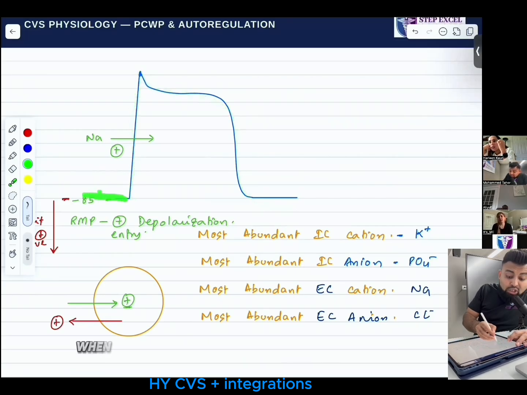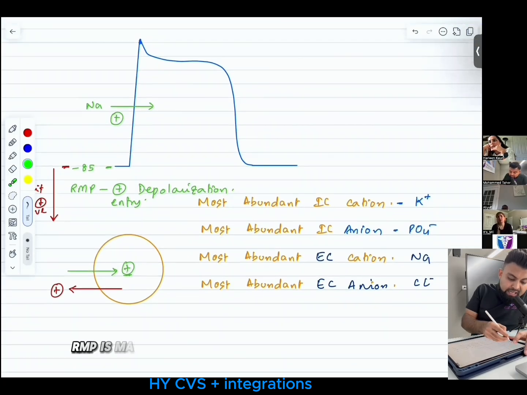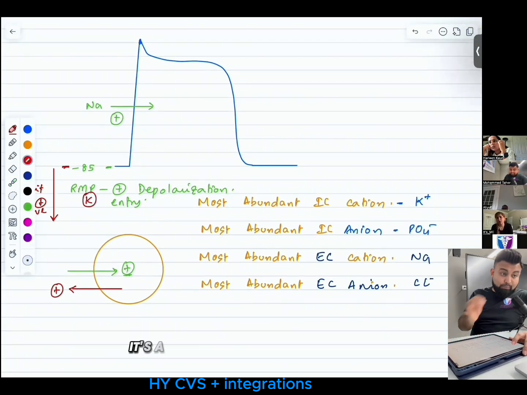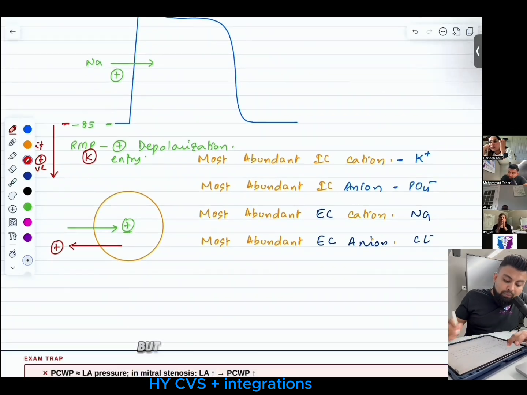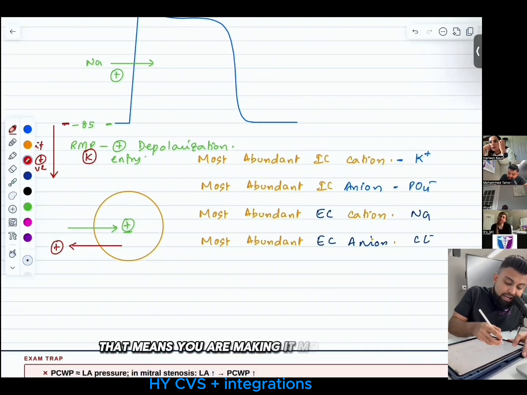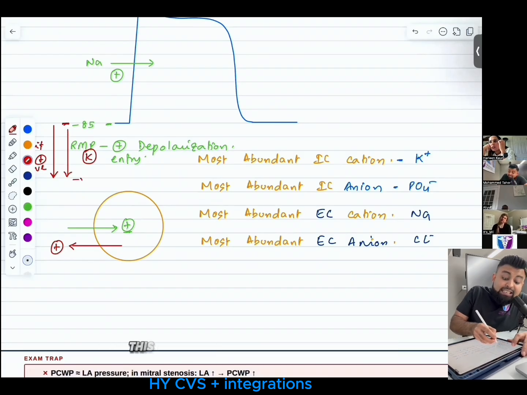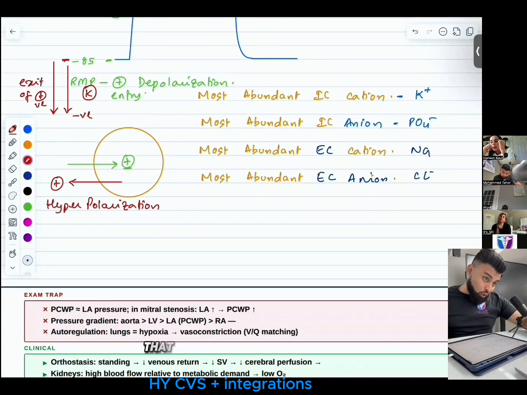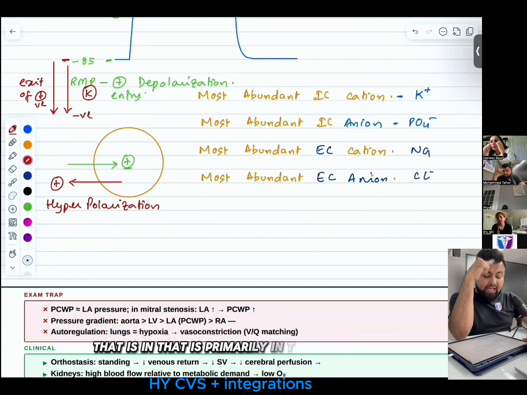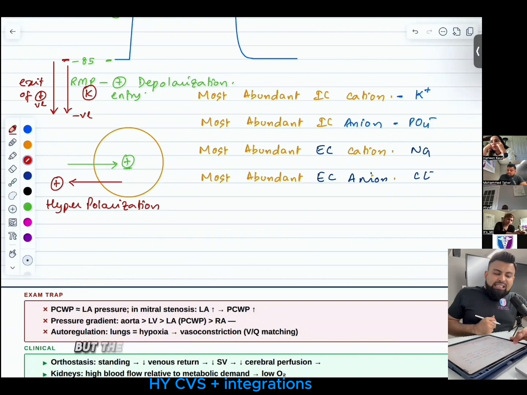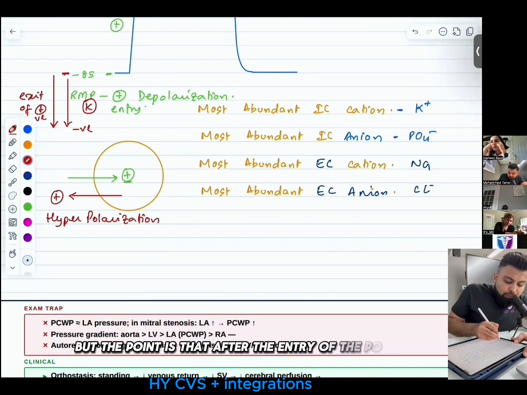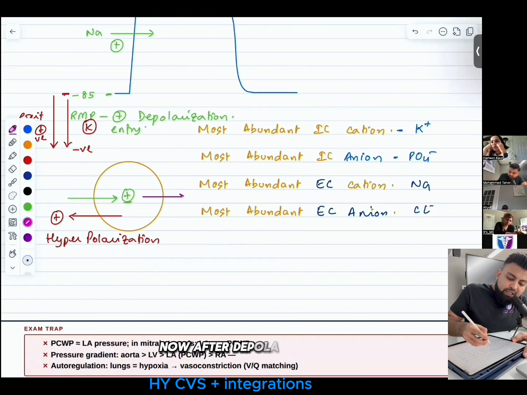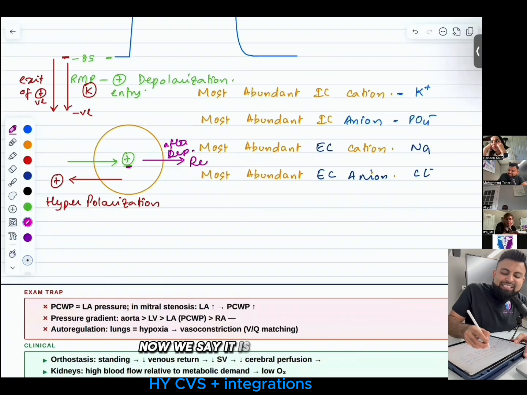When you are having a resting membrane potential, please remember RMP is maintained by potassium equilibrium potential. It's the potassium that is responsible for maintaining the resting membrane potential. But if the positive charge leaves, that means you are making it more negative. This is hyperpolarization. The example studied is the drug adenosine, which causes hyperpolarization, primarily in the nodal action potential. But after depolarization, if a positive charge is leaving, we say it is repolarization.